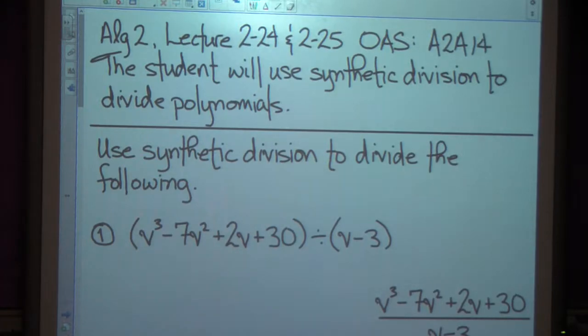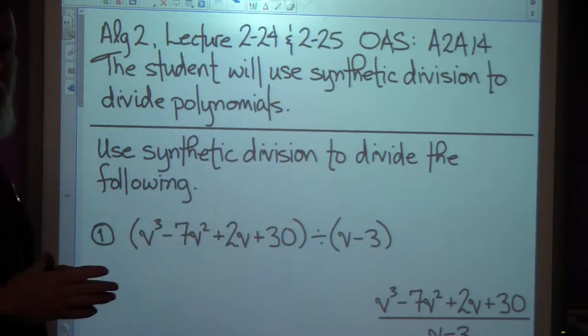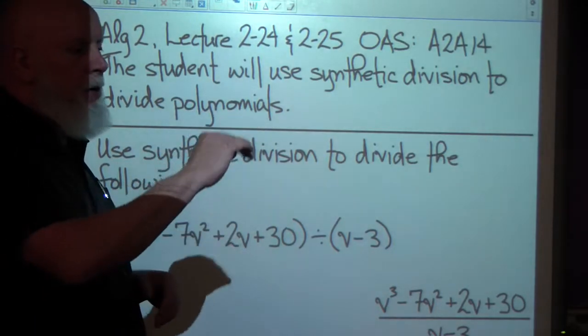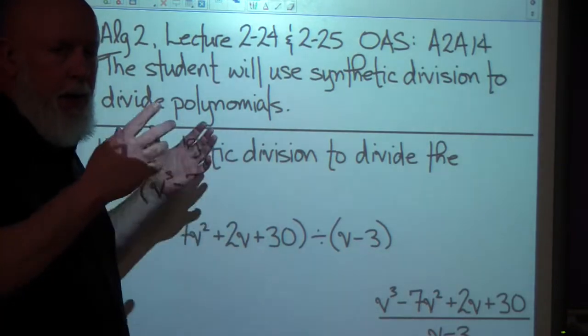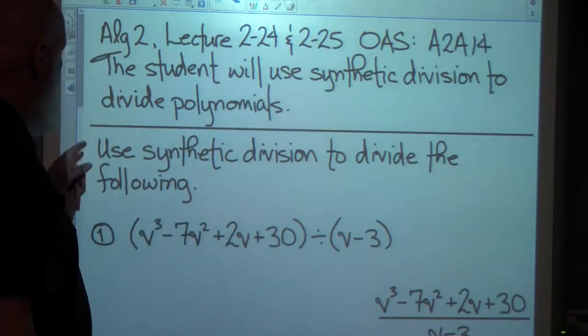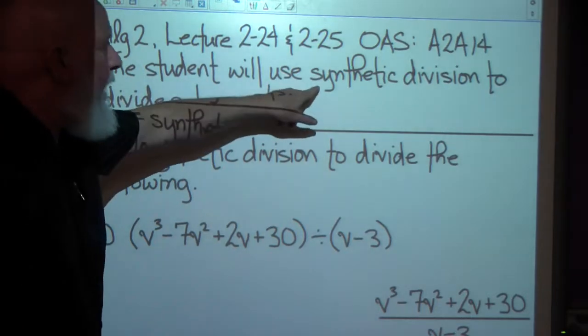All right, Algebra 2 lecture 2, 24-25 OAS A2A14. The student will use synthetic division to divide polynomials. We're just going to take one polynomial, divide it by another one, and we'll be done. I'm going to show you how to do it using synthetic division.